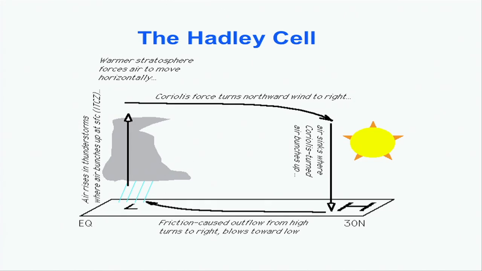As the air sinks, of course, it's then got to move back out again. And the air that moves back towards the low pressure region at the equator is actually then going to turn to the right again as it moves south, and that's due to friction as the air moves over the surface. This is what we call the Hadley cell.